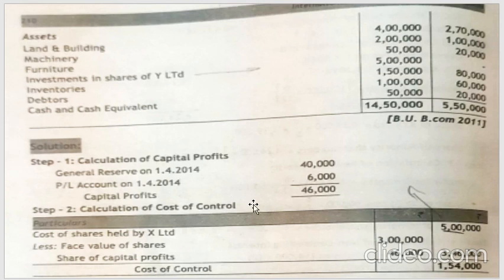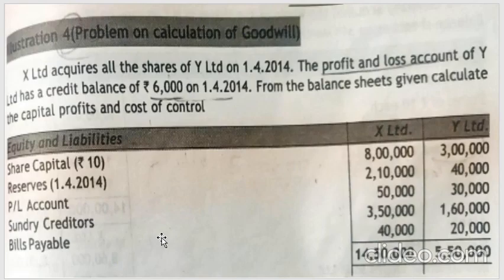Next, calculation of cost of control. Here we don't require calculation of revenue profit, because revenue profit calculation is not required for calculating cost of control. For calculation of cost of control, we take the cost of shares held by X Limited as per the format, that is, the cost of shares held by the parent company. What is the cost of shares held by the parent company? If you look into the question, they have mentioned all the shares of Y Limited have been acquired.